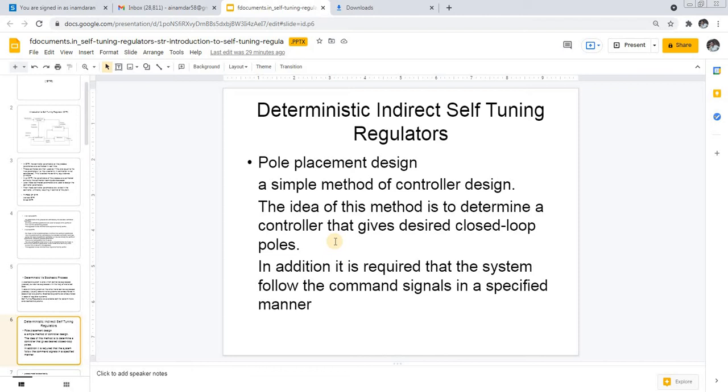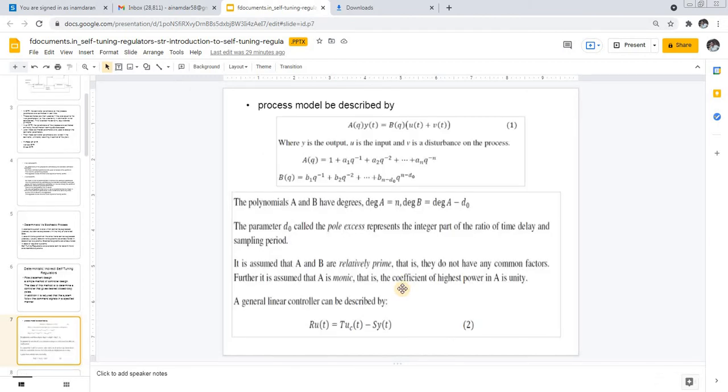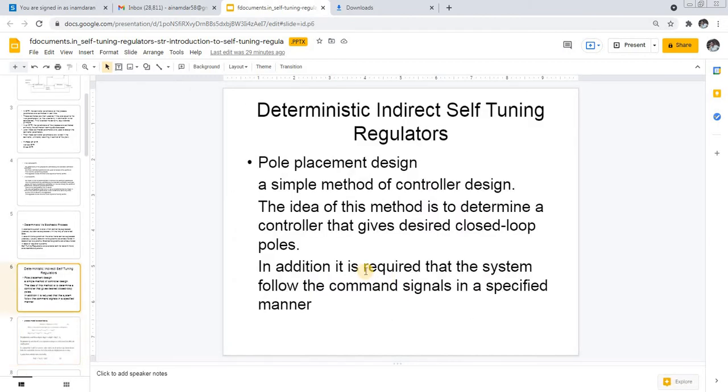Recursive least squares will be used for parameter estimation, and the design method is a deterministic pole placement design. By using this pole placement technique we are going to design a deterministic self-tuning regulator. A combination of least squares estimation and pole placement design gives us an indirect self-tuning regulator.